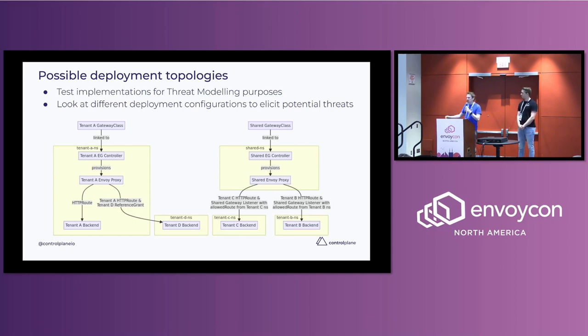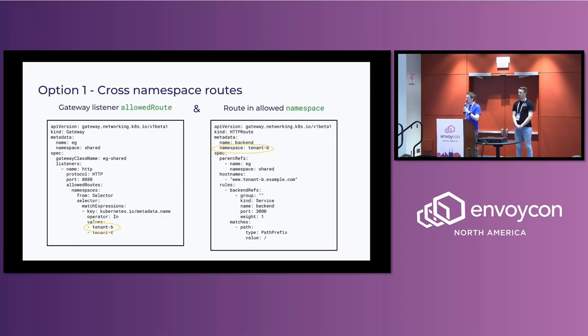On the right-hand side, we have a shared gateway approach where we have a shared gateway class. Again, this is a cluster scoped resource. We have a shared Envoy Gateway controller in a dedicated namespace provisioning an Envoy proxy for shared tenants in that dedicated shared namespace. We then have tenants B and C sitting underneath, and their traffic is all using this shared Envoy proxy. Let's have a look then at how we get these cross namespace routes.